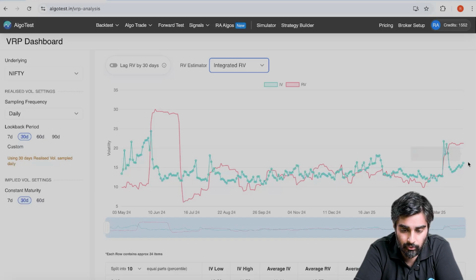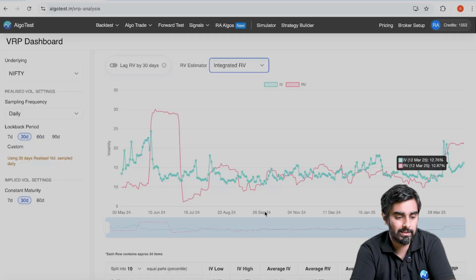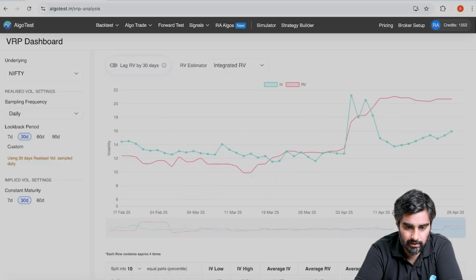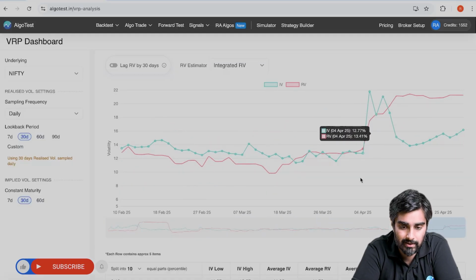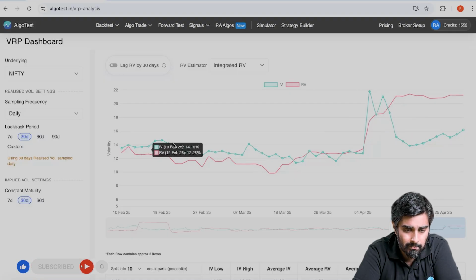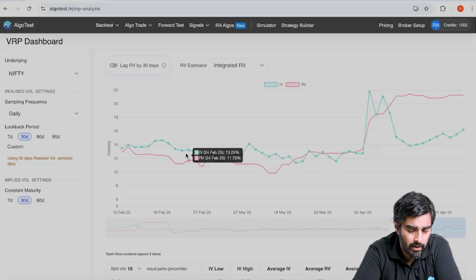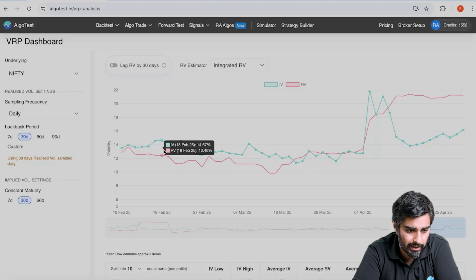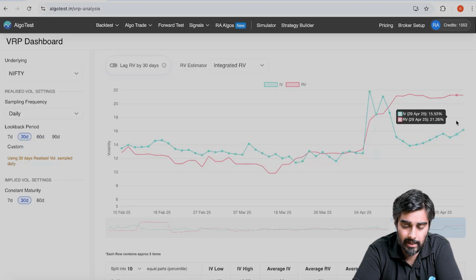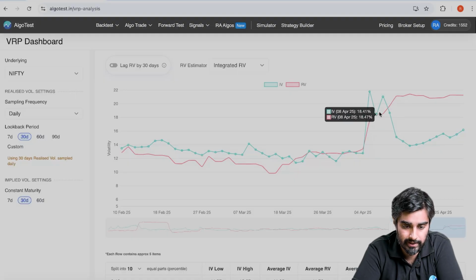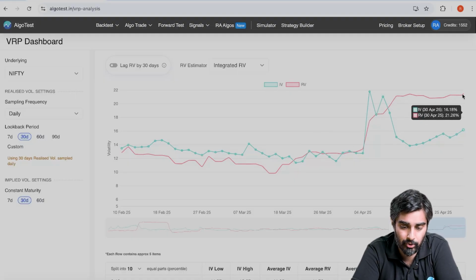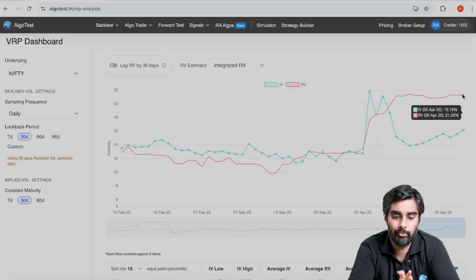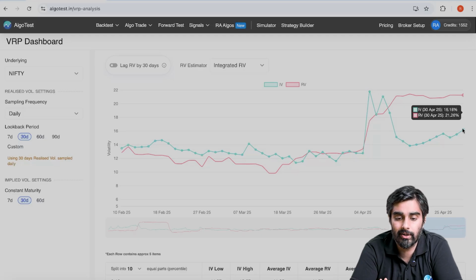So anyway, we'll use the 30-day look back period, and we'll use the 30-day implied vol constant maturity. Let's zoom in on what's happening in recent times since the Trump tariff game has started. Before the Trump tariff game, both IV and RV were close to each other, but IV was slightly higher than RV. Let me explain what this data point means. Let's look at one particular data point, which is 30th April 2025. Here, IV is 16.18%, but the realized vol is 21.26%.